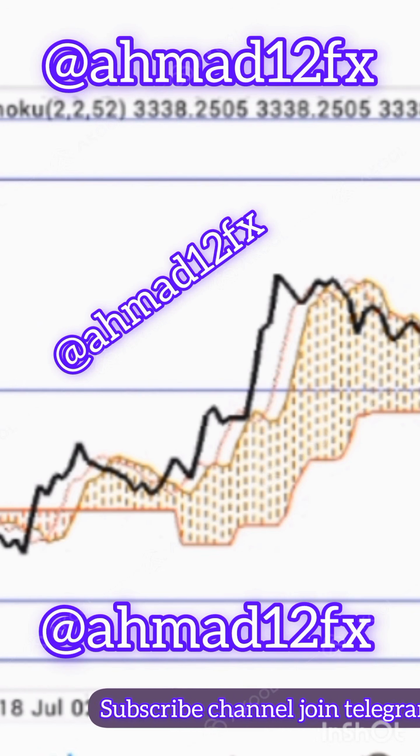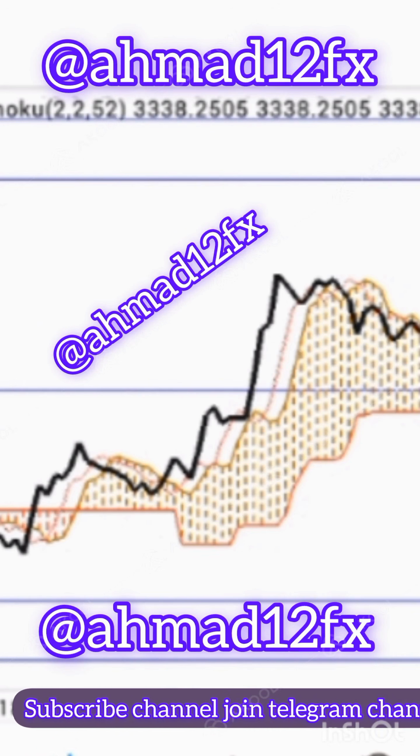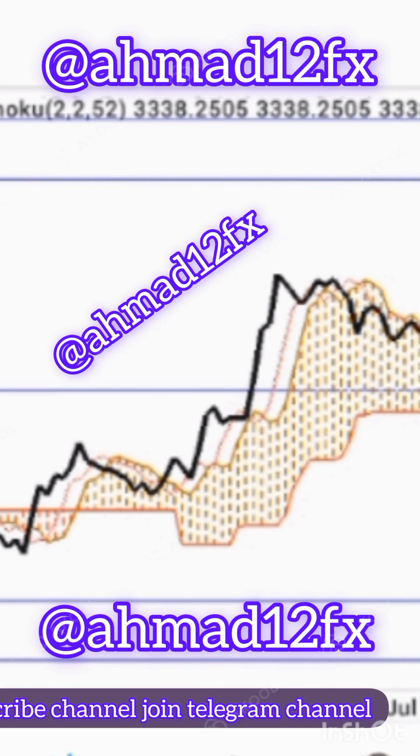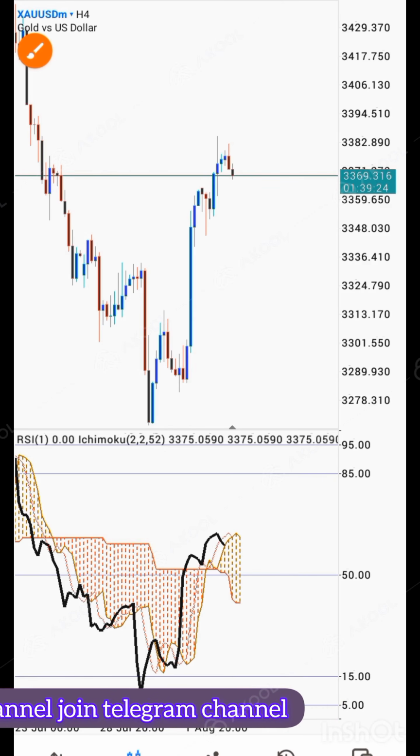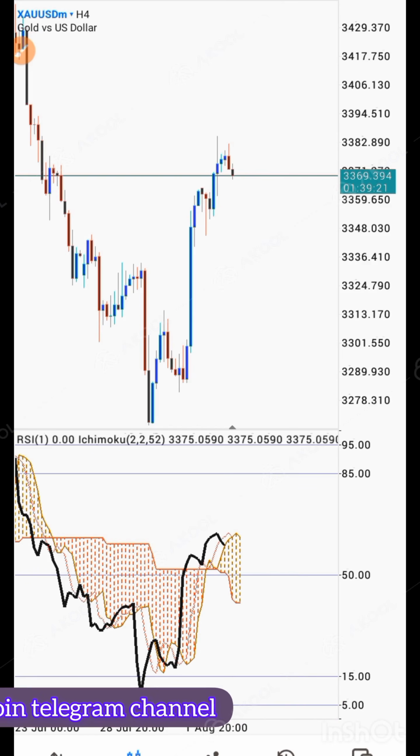Today, we are going to learn how to extract intraday and strong trades above the basis of the Ichimoku indicator. For this, we need to access LifeJar. Now here we see that we have the Ichimoku indicator applied to our MT5.